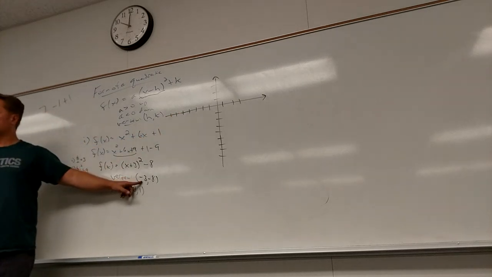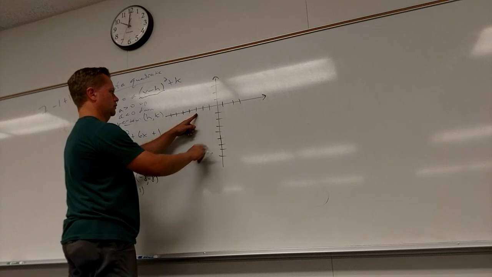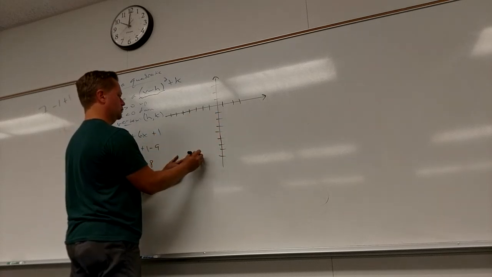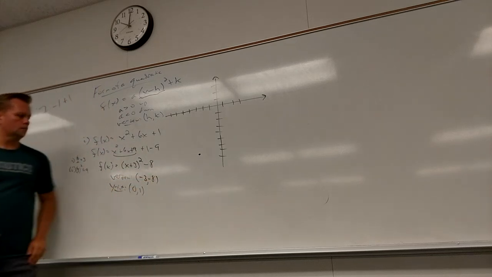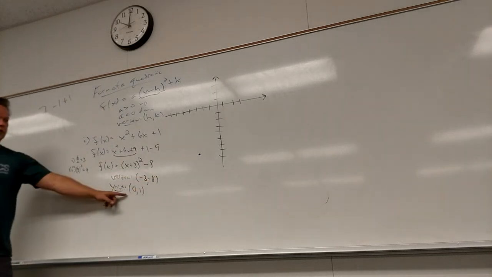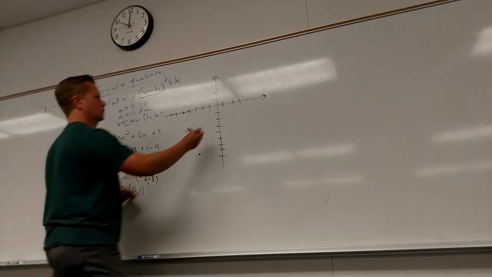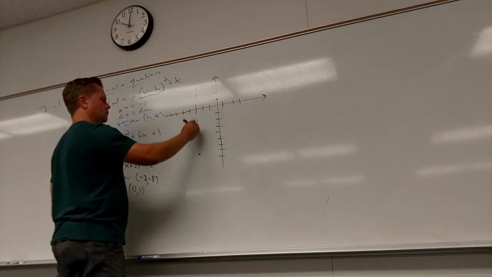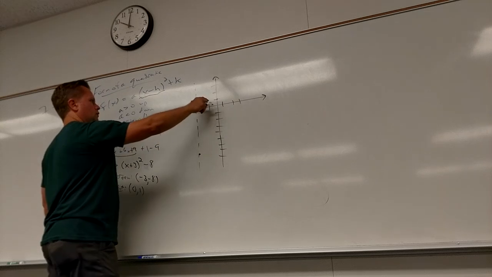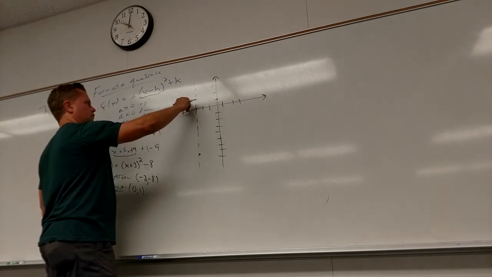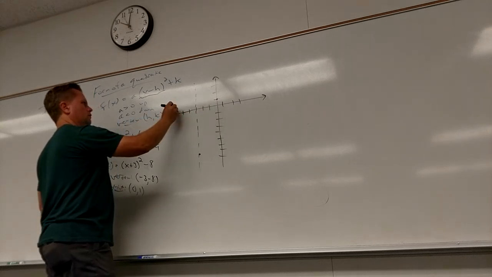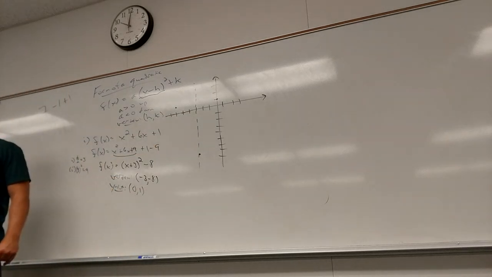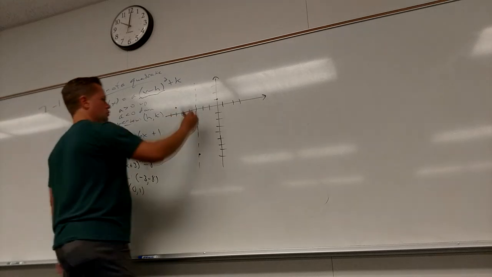So the vertex is -3, -8. 1, 2, 3, 4, 5, 6, 7, 8. That's why it's always good to number those things. Y-intercept 0, 1. So where's there going to be another point? 1, 2, 3. 1, 2, 3. And then I'm done.